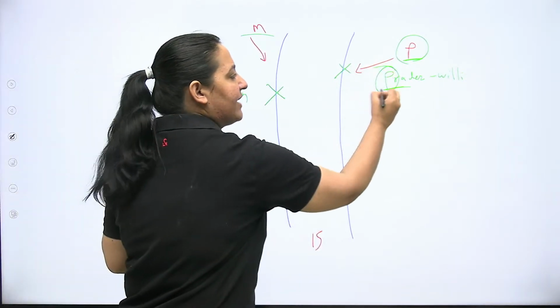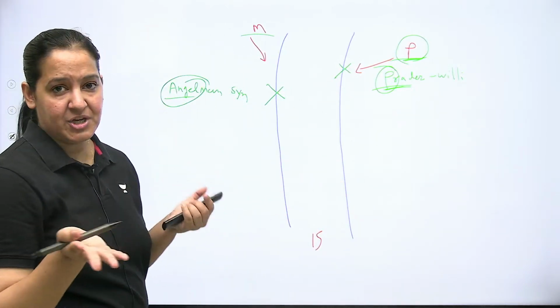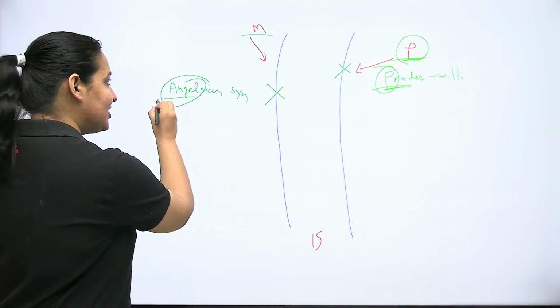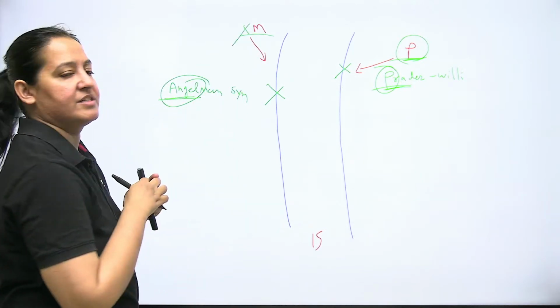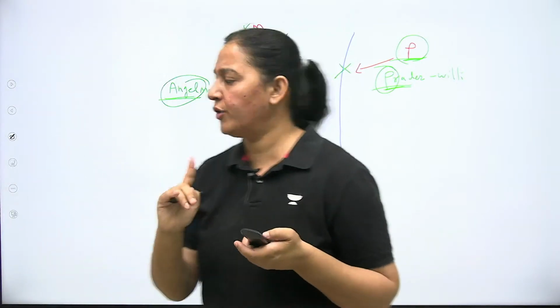So in P, Prader-Willi, paternal is deleted. In Angelman, the mother is an angel, right? Mother is like an angel. So in Angelman, the maternal one is deleted. So learn like that. The other one will be imprinting or disomy. Now you will never forget.